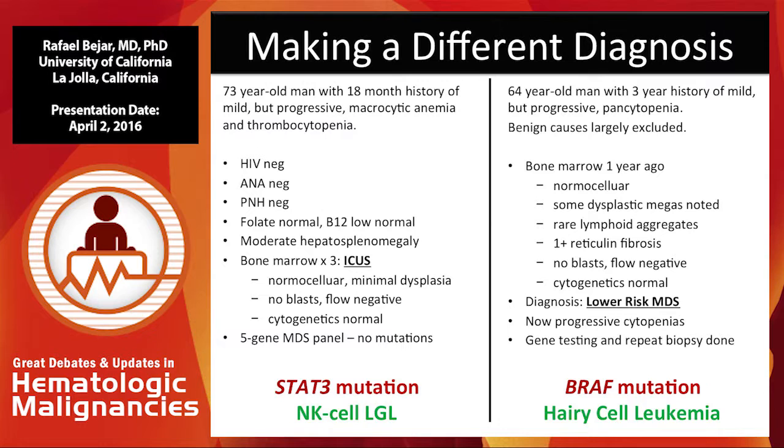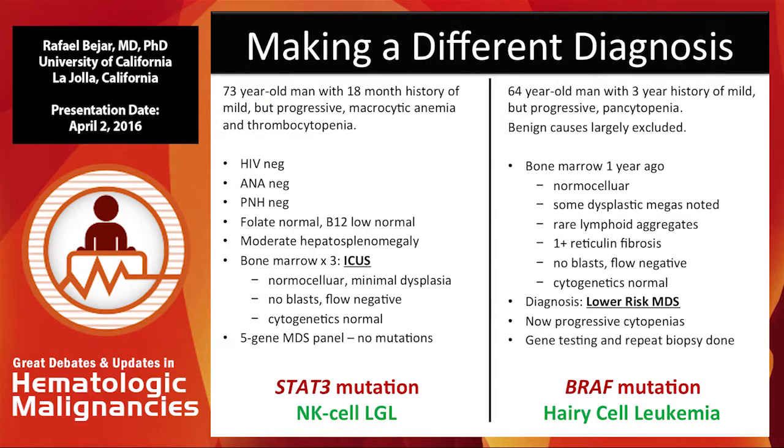A patient, 73 years old, with an 18-month history of mild but progressive anemia. We've ruled out most of the secondary causes that we think might mimic this disorder. And by the time he sees me, he's already had 3 bone marrow biopsies, all of which have been non-diagnostic. He's even had a 5-gene MDS panel that had no mutations identified on it. So we sent a broader gene panel, and we came back with a mutation in STAT3.